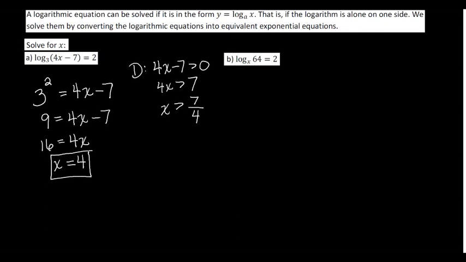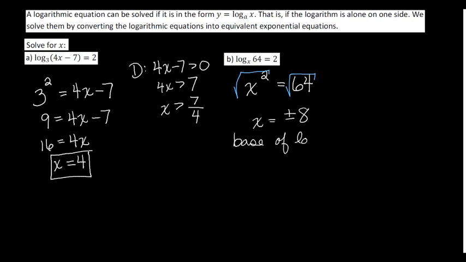For b, we're going to rewrite this as an equivalent exponential equation by taking the base, raising it to the power of what it's equal to, so in this case 2, and that's going to equal the argument 64. To solve this equation, we're going to take the square root of both sides, and that gives me x equals plus or minus 8. But for the base of a logarithm, the base of the logarithm needs to be greater than 0. So x equals 8 is the only valid solution.